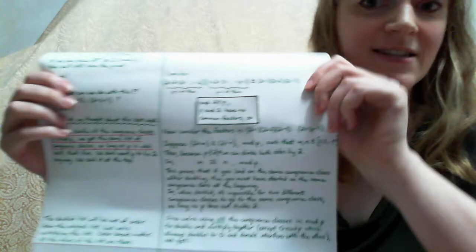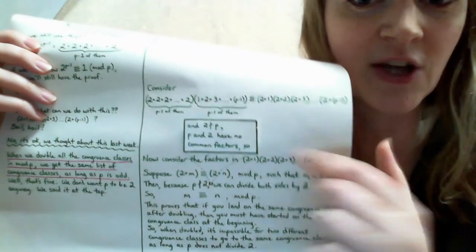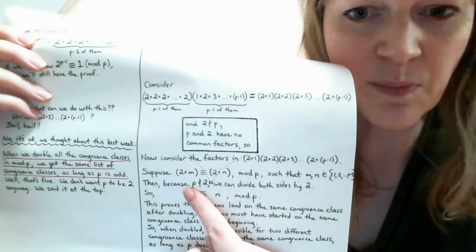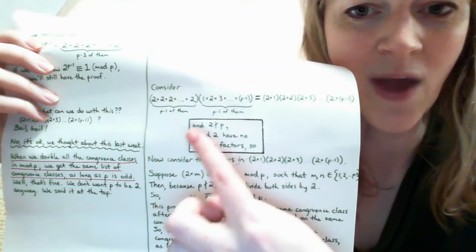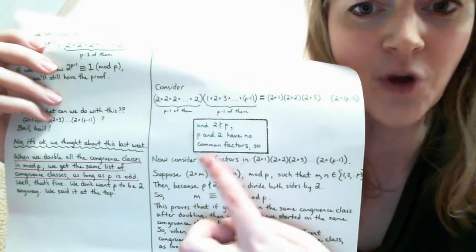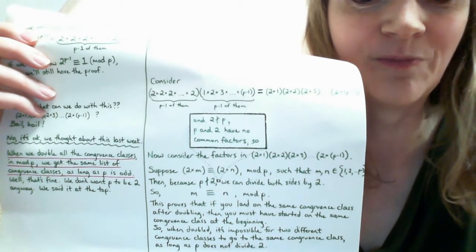In my last video, my proof of my Klintberg conjecture, I misphrased some things. When dividing in mod, here is what I should have said. Because p does not divide 2 and 2 does not divide p, and 2 and p have no common factors, we can divide both sides by 2.